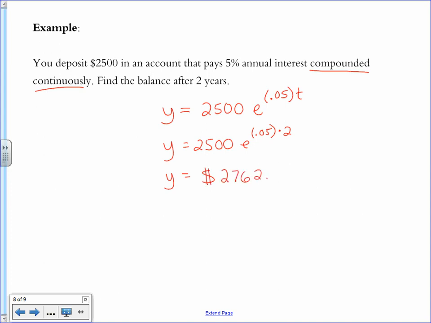It's $2,762.93. And if you compare this to compounding daily or compounding monthly or something, it's just going to be slightly more. You actually end up with slightly more money in your account if it's compounded continuously, every second of every minute of every day, because they're actually paying you more frequently, paying out your interest more frequently. And that is all.